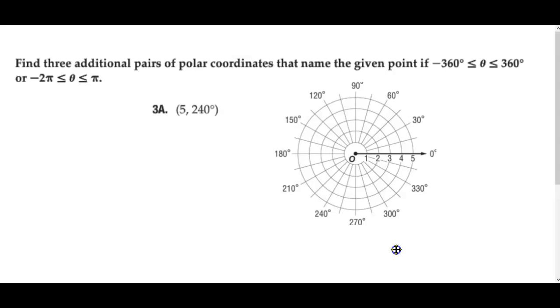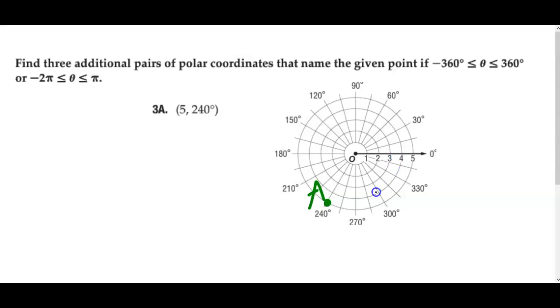So we are to find 3 additional names for this spot. And the first one here is in degrees. So it says go around to 240 and out 5. 1, 2, 3, 4, 5. All right, so it says 3A, I'll call it A, I guess. That's one way to get there.